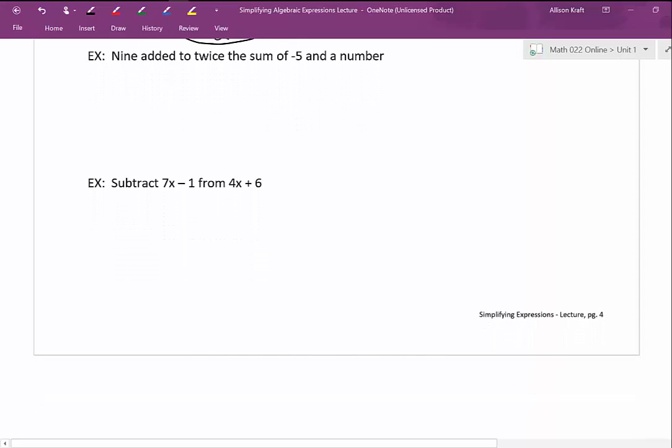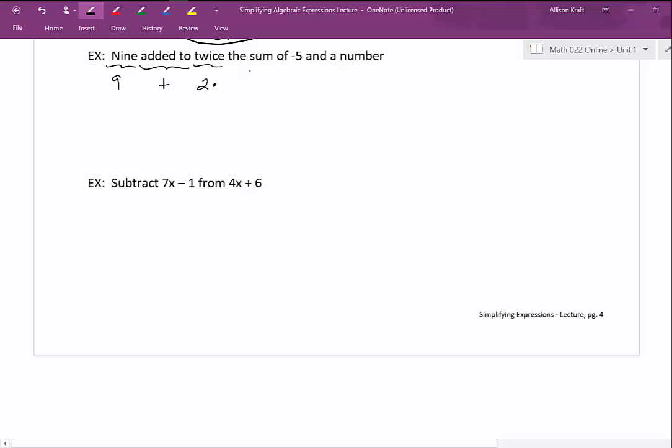Nine added to twice the sum of -5 and a number. We have the number 9. Added to means addition. Now we have twice the sum of -5 and a number. We know that twice means 2 times, but what we need to multiply by 2 is a sum. We need to indicate that the addition, the sum, has to happen first.